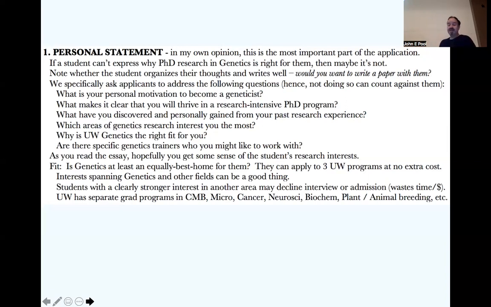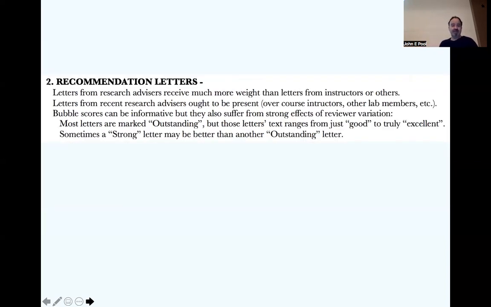So this is what I am telling our reviewers about reviewing personal statements. And I have a somewhat briefer section about reviewing recommendation letters, and acknowledging here that we do tend to put a lot more weight on letters from research advisors, because those are the ones who can really speak pretty directly to how has research gone for this applicant. And that's something we're pretty desperate to get insight into.